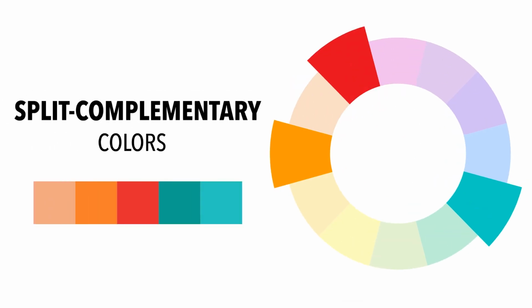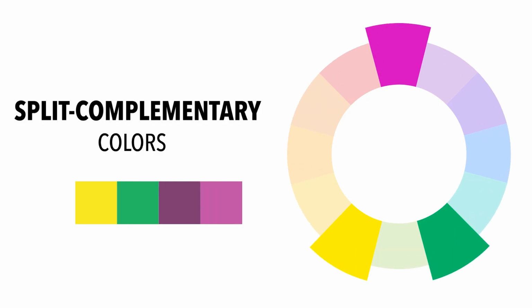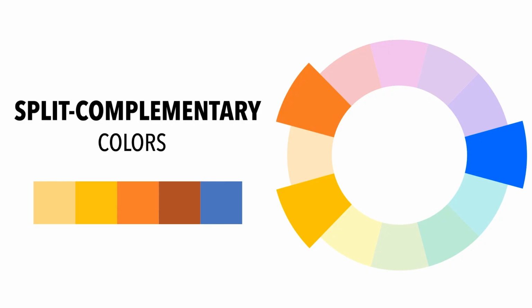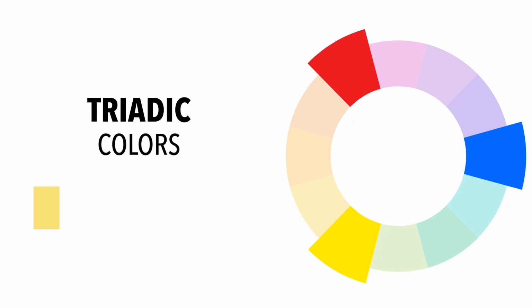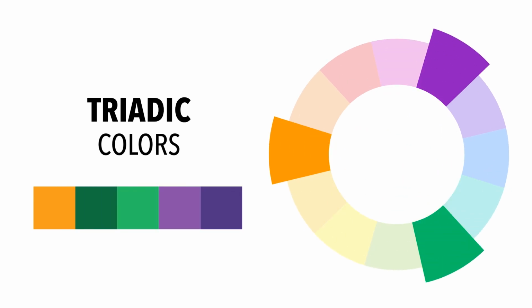A split complementary color scheme is a variation of the complementary scheme, but instead of one opposite color, it uses 2 adjacent hues. This keeps the strong contrast while adding more variety for a balanced yet dynamic look. A triadic color scheme consists of 3 colors evenly spaced around the color wheel, forming a triangle. These combinations are bold, vibrant, and create a dynamic yet balanced look.